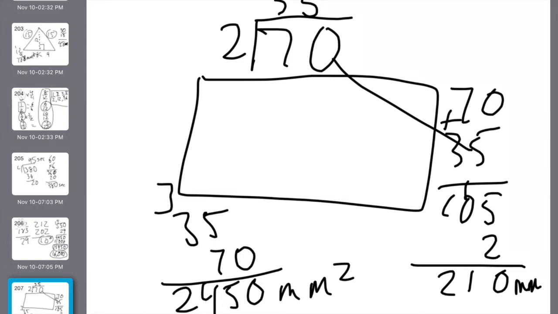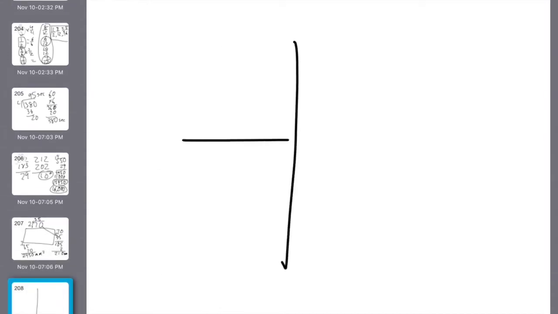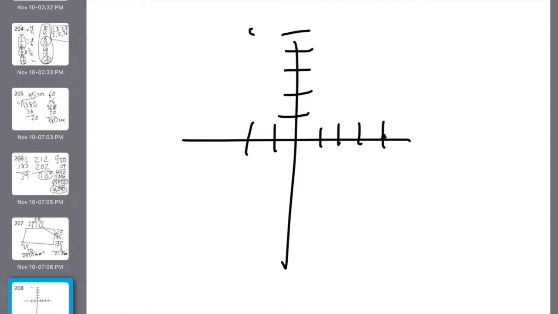Number 10. The coordinates of the 3 vertices of a triangle are that, and that. My job is to find the area. Okay, let's plot it. The first one's at negative 2, up 1, 2, 3, 4, 5. So negative 2, 5. The next one's at 4, 1, 2, 3, 4, and 0. The last one's at negative 2 and 0.